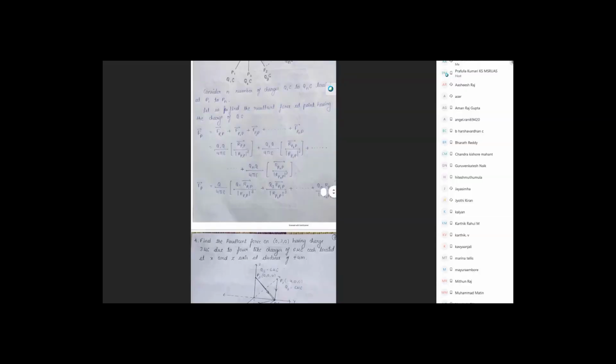Now based on this, we'll solve some simple problems here. So it is similar. We have done previously F1 to, or F21. Now you need to calculate n number of forces, or 3 or 4 forces here. What is asked in this? We are having 4 like charges. That means all the values are same. Q1 to Q4 we take.